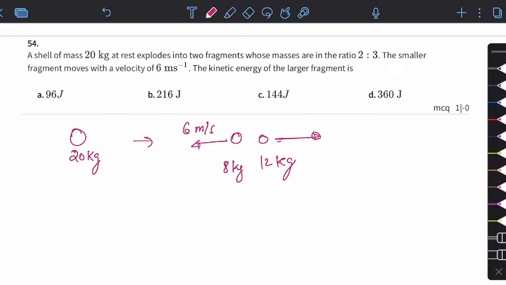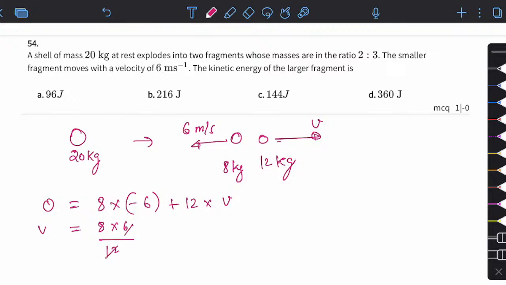Initial momentum was 0 because initially it was at rest, and final momentum is for the 8 kg mass into velocity, so 8 into minus 6, if I take right to be positive, plus 12 into the unknown velocity, which I will call v. Now this can be solved, and you get v is equal to 8 into 6 divided by 12. So you get 4 meters per second.